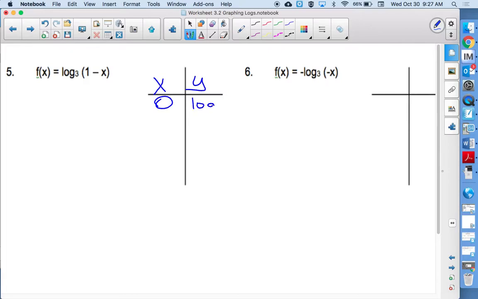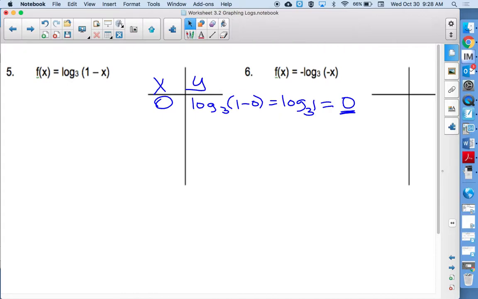Because if I plug it in, I then have the log base 3 of 1. And the log base 3 of 1 is 0. So here's my y, there's my x. So property number 1 is done. The second property, I need the base and the value to be the same. So my base is 3. So I need to pick a number in the parentheses that makes it 3.